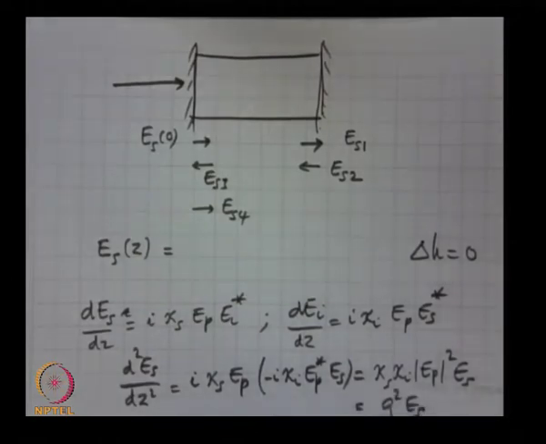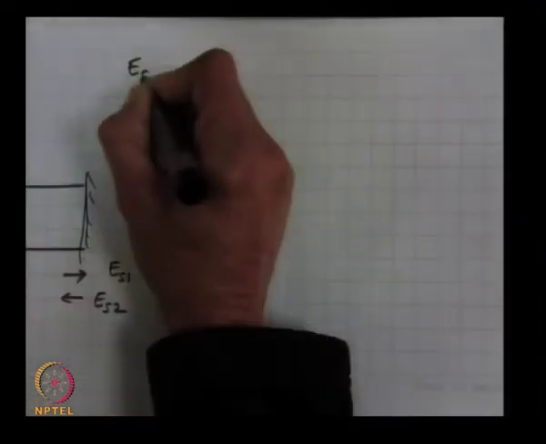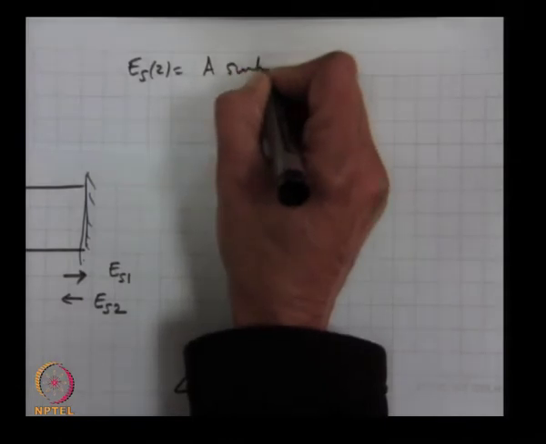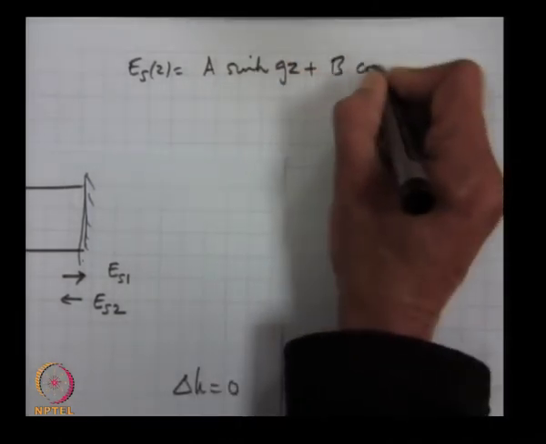What is the solution of this equation? It is sinh and cosh, right? So what is the condition I should put? For example, the solution of this equation is Es(z) is equal to A sinh(Gz) plus B cosh(Gz).